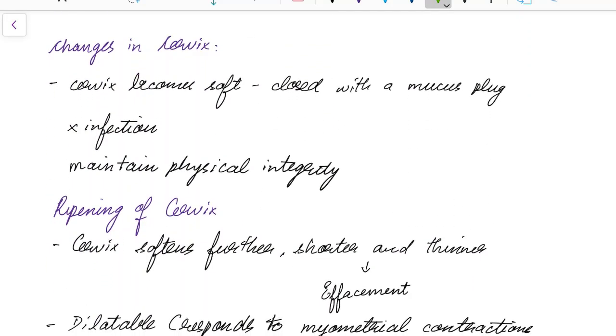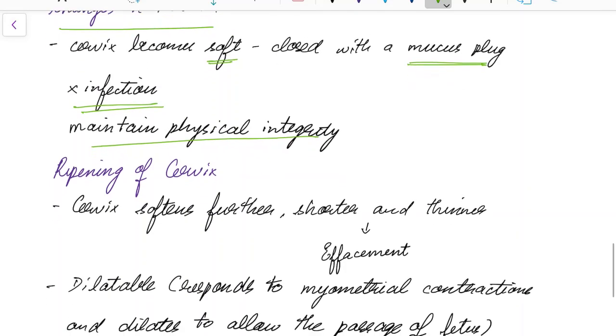Now, let us see about the changes in cervix prior to labor. During pregnancy, the cervix becomes soft and it remains closed with a mucus plug. What is the purpose of this mucus plug? The purpose of this mucus plug is to prevent infection and to maintain the physical integrity of the uterus.